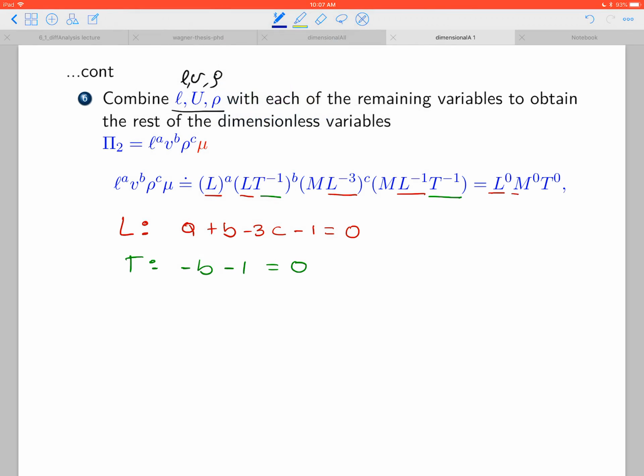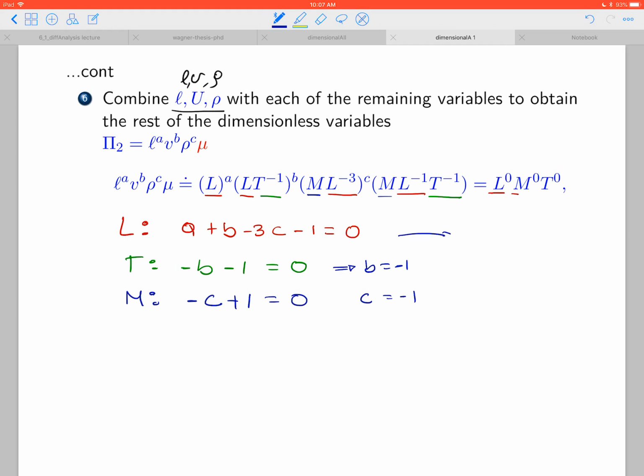And finally, mass. So we have m to the c. So for mass, we have minus c multiplied by m to the power of 1. So m plus 1 equal to 0. So from these two, we have that b is negative 1, and c is going to be negative 1.